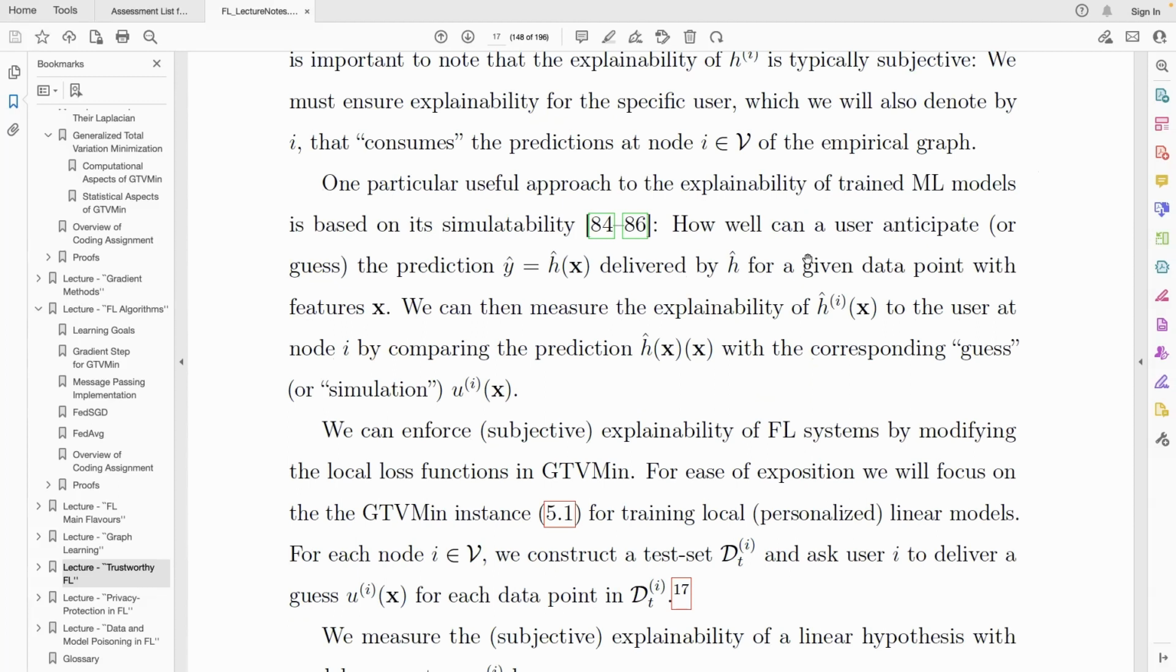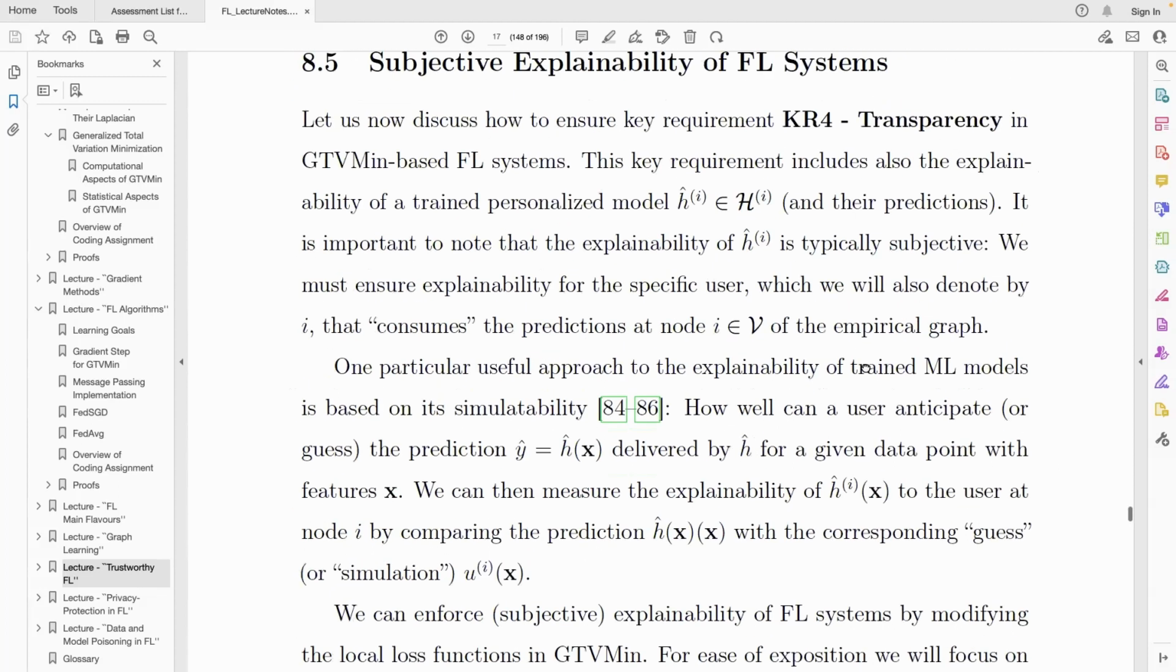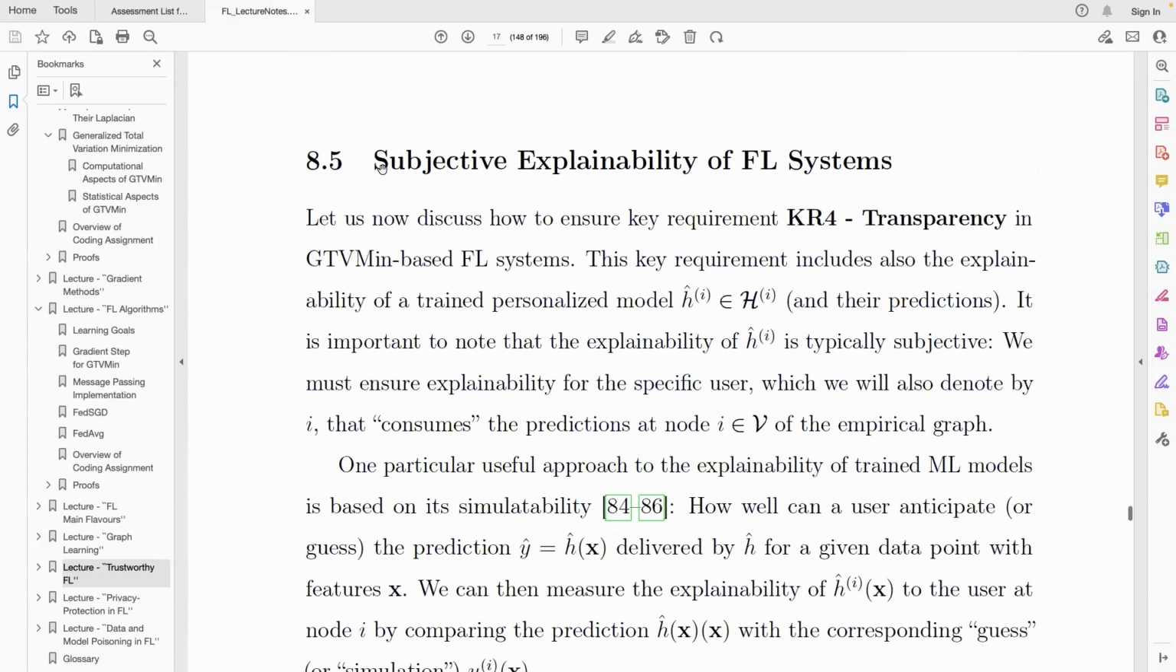You say a machine learning method is explainable to a user. This is important here: explainability always refers to a specific user. That's why I call it subjective explainability. The same federated learning system might be explainable to one user, but not explainable to another user.